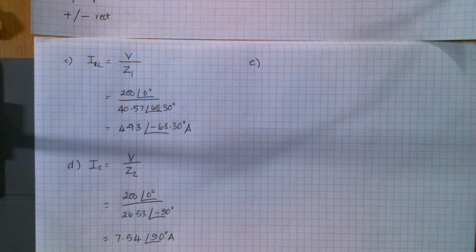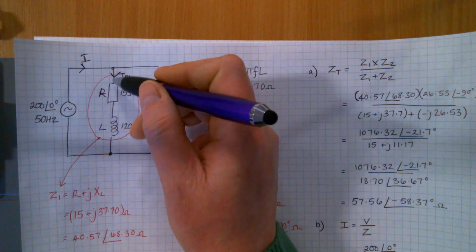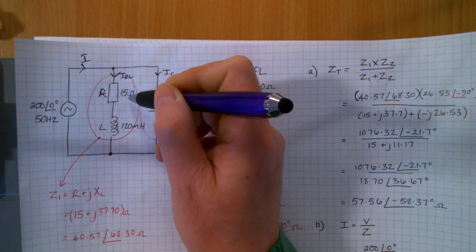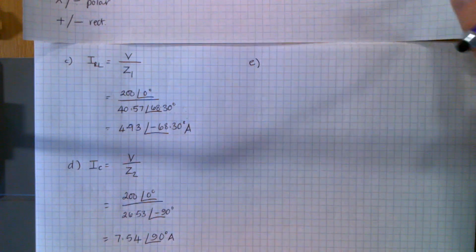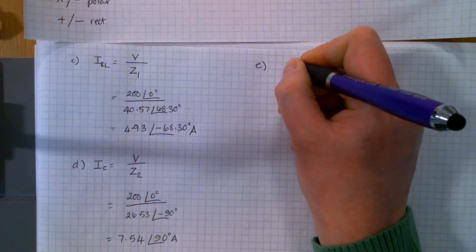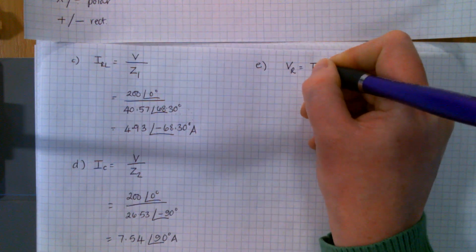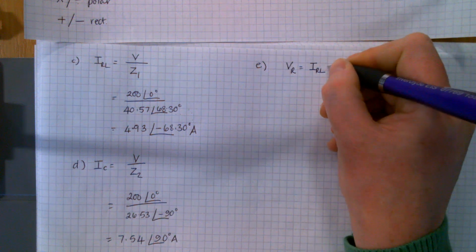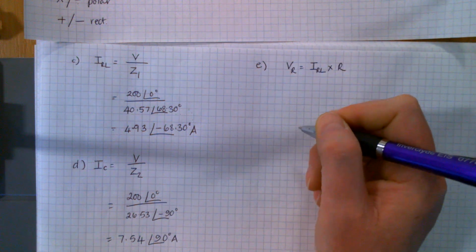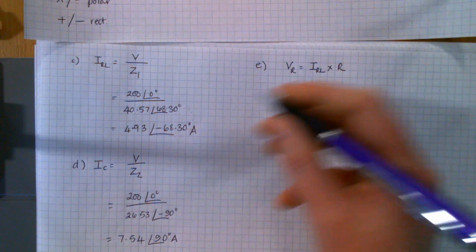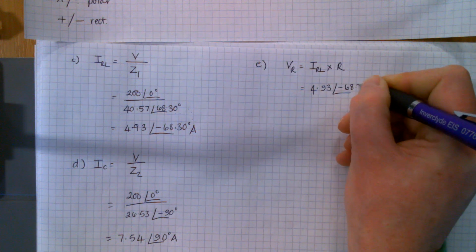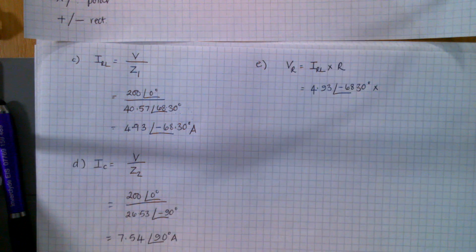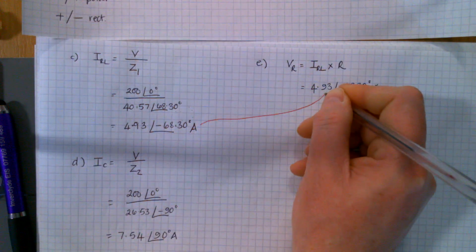The next thing you're asked is the voltage across the resistor. So, looking back at your diagram there, you've got the current through your resistor. You've got the value of your resistor. So to get the voltage across your resistor, you're just going to use V equals IR, because the impedance of your resistor is the resistance itself. So the voltage across the resistor is just going to be IRL, because that's the current through it, multiplied by R, because that's the impedance of it. Your IRL, you've just worked that out not long ago. That's it there.